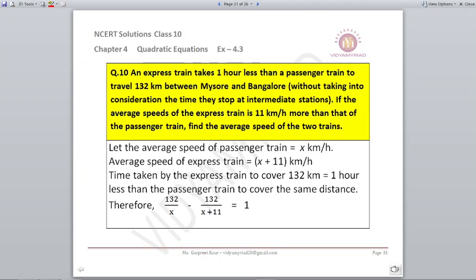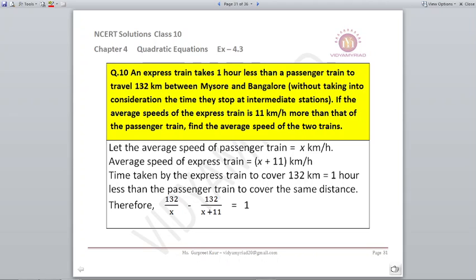So let the average speed be x km per hour for the passenger train, and for the express train it will become x plus 11 km per hour, because they are telling us the average speed of the express train is 11 km per hour more than that of the passenger train, and the passenger train we are assuming the speed as x, so the express train speed will become x plus 11.